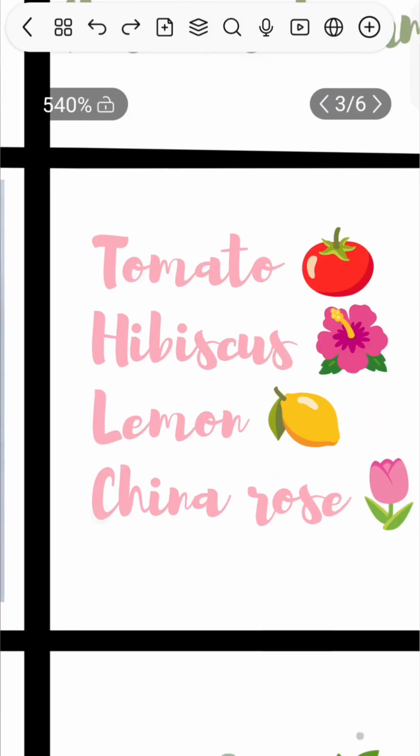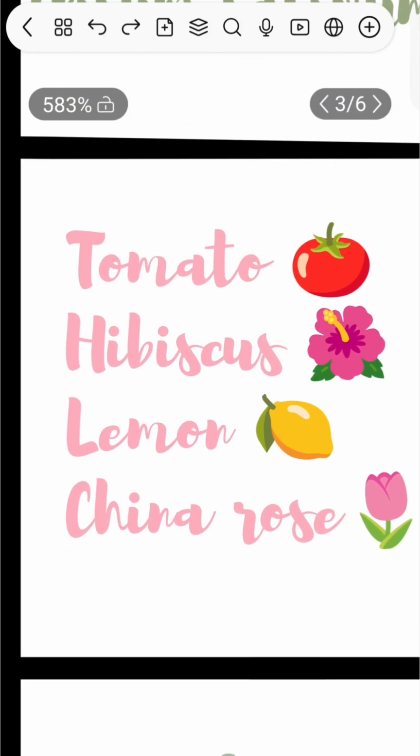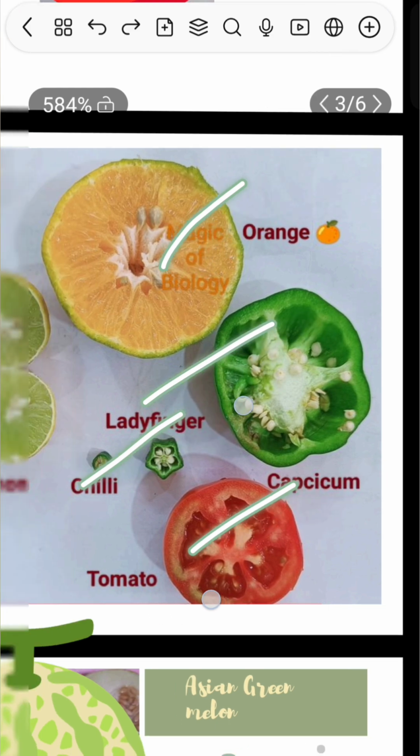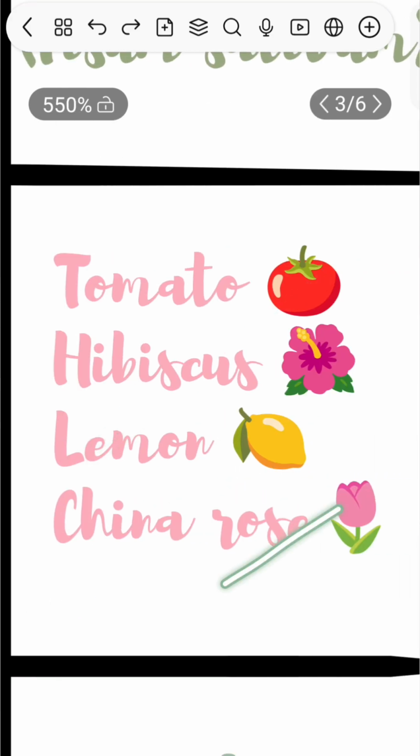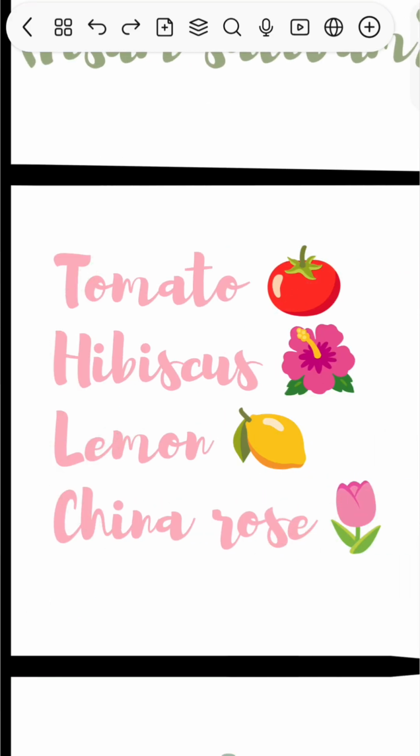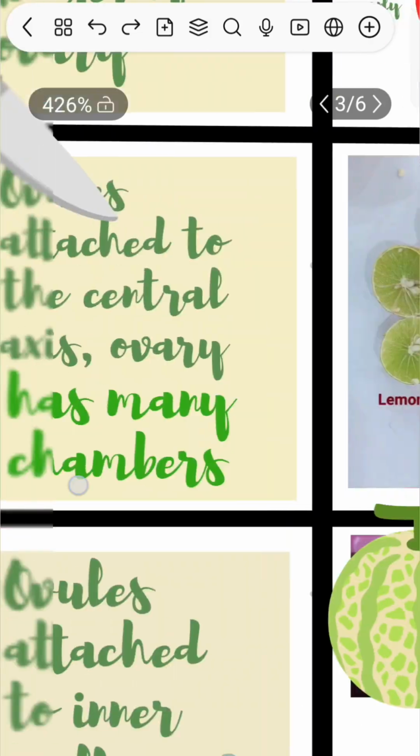attached to the center. We can see it in tomato, orange, lady's finger, lemon, and we have hibiscus, China rose. These four examples are important: tomato, hibiscus, lemon, China rose.